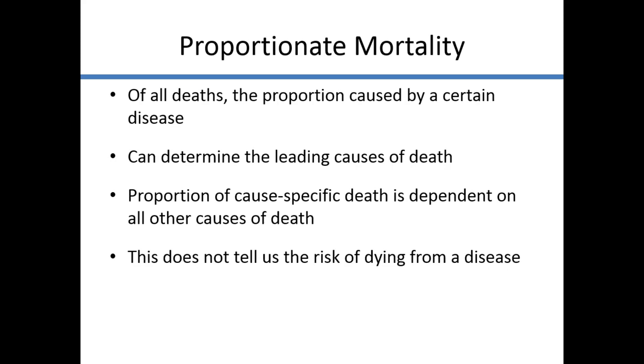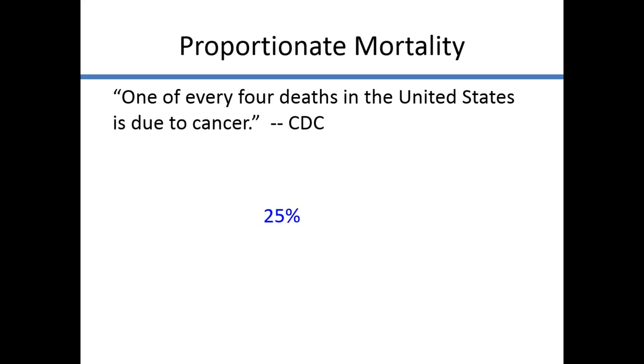So yeah, we already talked about this. Proportionate mortality is the proportion of all deaths caused by a certain disease. So the denominator is not people with the disease, it's the whole community. What's the proportionate mortality from AIDS in a prison population? Very, very high at one point. Now it's much lower. It can determine the leading cause of death. Proportion of cause-specific death is dependent on all other causes of death. So that's not the case with the case fatality rate. Here, if a much higher proportion of people die from something else, it lowers the proportionate mortality from AIDS, for example. So it does not tell us the risk of dying from a disease. Here's an example. One of every four deaths in the United States is due to cancer. So what's the proportionate mortality? One of four, or 25%.